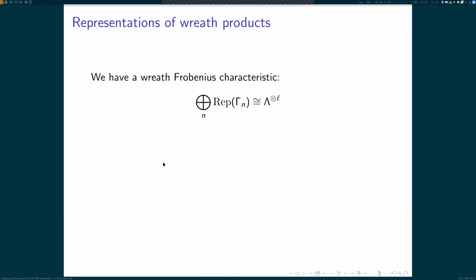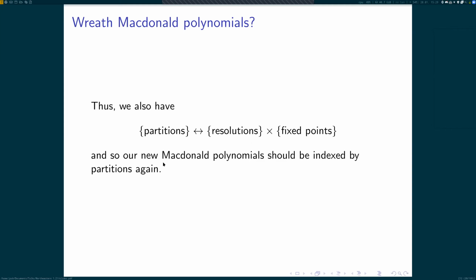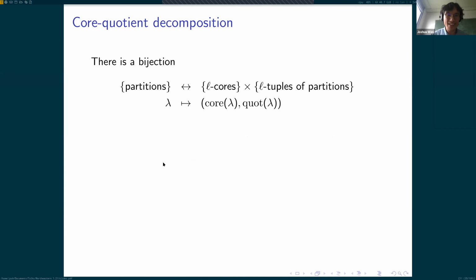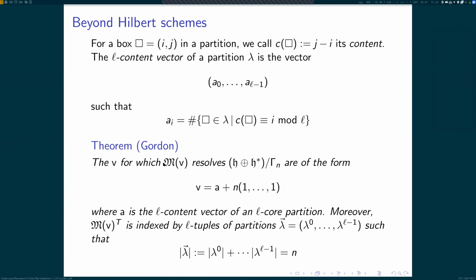Sorry, can I ask? Yes. So you had the L content, I think. Are you saying the L content vector can be read off of the core? Is that what you said, or is it determined by something else? No. So to answer that question directly, no. It's just that, which dimension vectors resolve this one for gamma n? It's the ones where you subtract off n times the diagonal, and you're left with the L content vector of an L core.